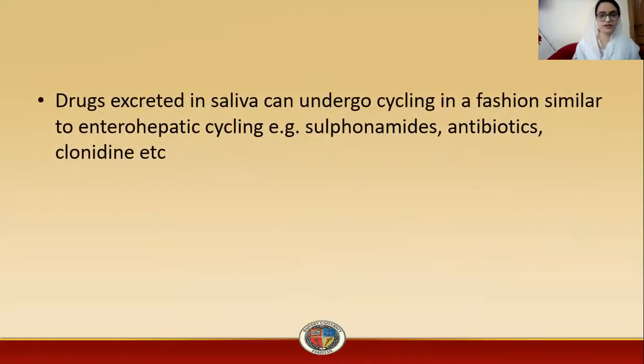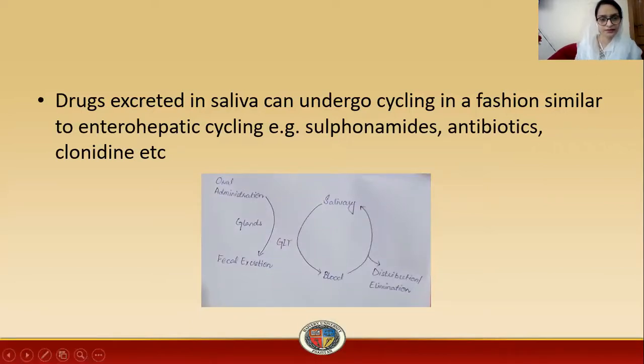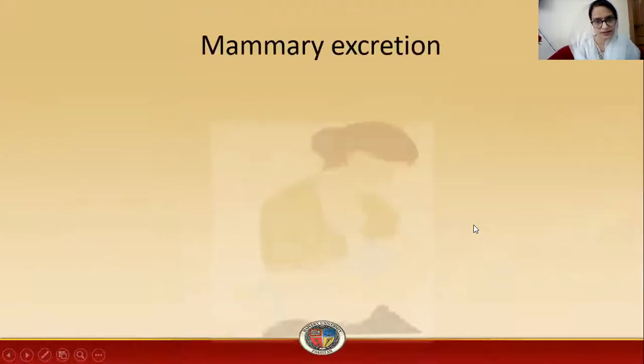Then, drug excreted in saliva can undergo cycling in a fashion similar to enterohepatic cycling, for example sulfonamide, antibiotics, and clonidine. This is the cycle which is shown here: oral administration, then through glands the drug comes into the GIT and then into the fecal excretion. This is a side mechanism which is shown. After drug administration, when the drug is available in the saliva, it goes into the blood, and during this the drug gets distributed and eliminated, and this process keeps on repeating. Or the drug which is meant to be excreted is excreted through fecal excretion.